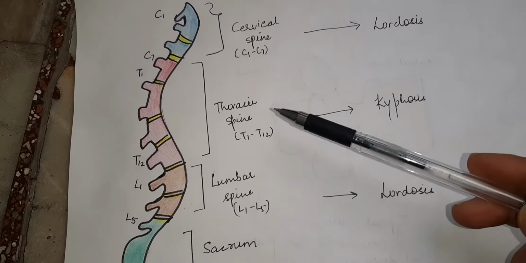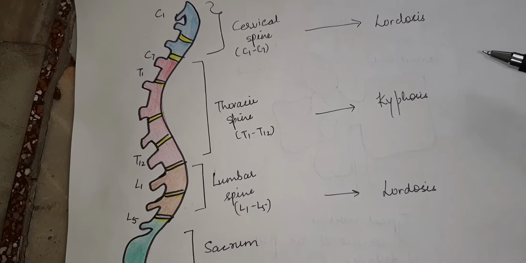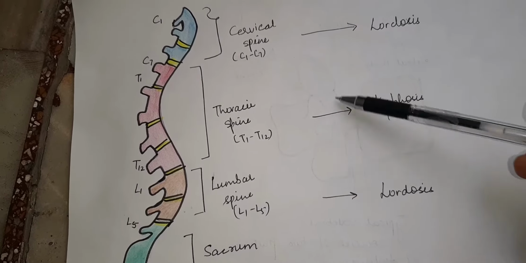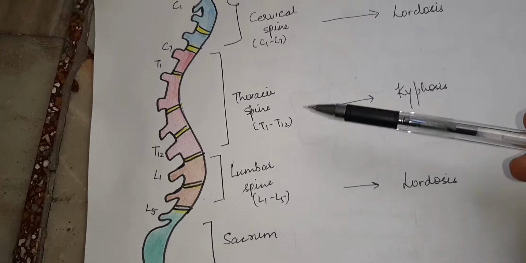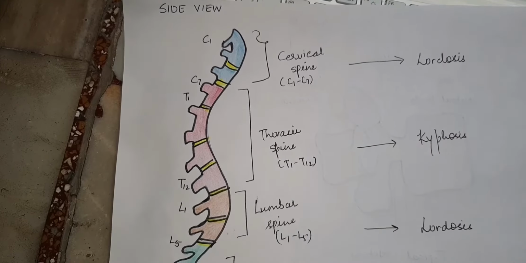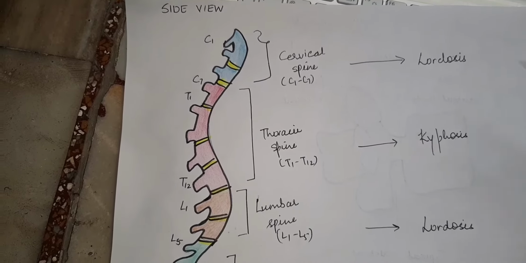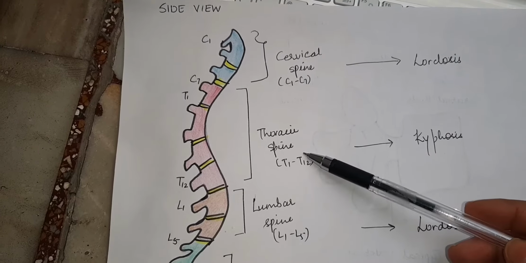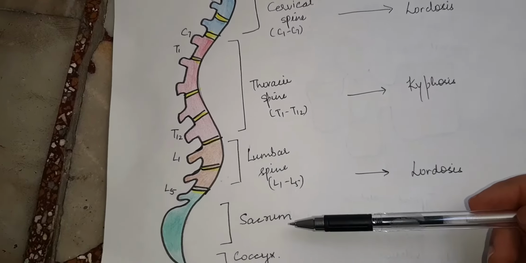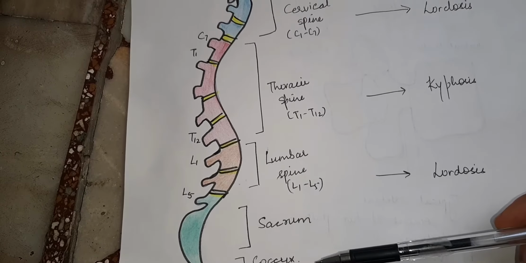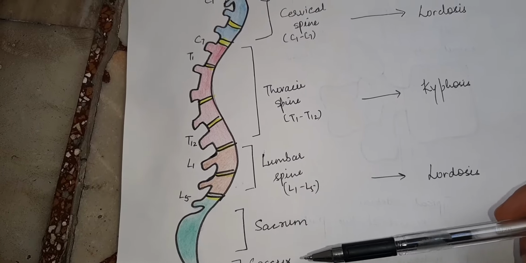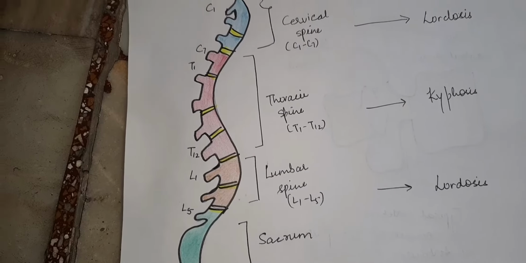So the basic human spine consists of 33 vertebrae which are divided into 5 regions: cervical, thoracic, lumbar, sacrum and coccyx. In the cervical region you will see 7 vertebrae, in thoracic you will see 12 vertebrae, lumbar 5, sacrum 5 fused vertebrae and coccyx 4 fused vertebrae.